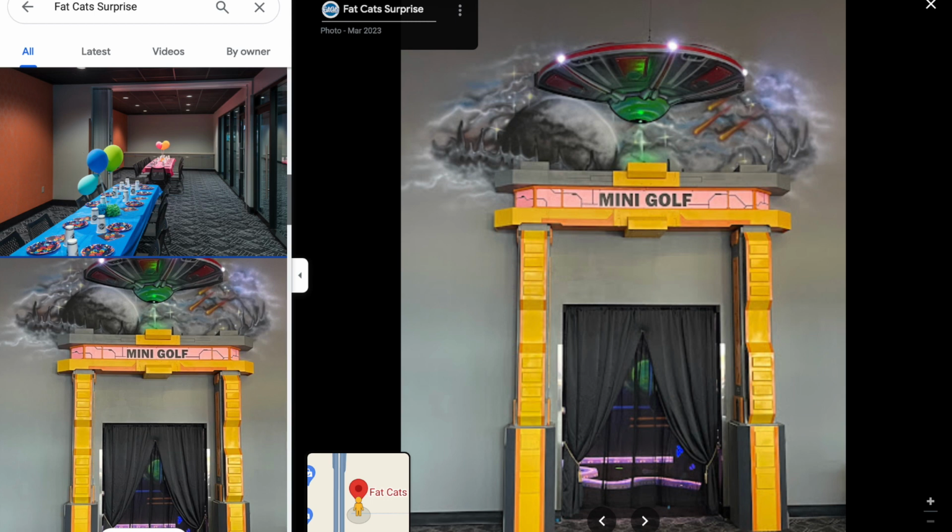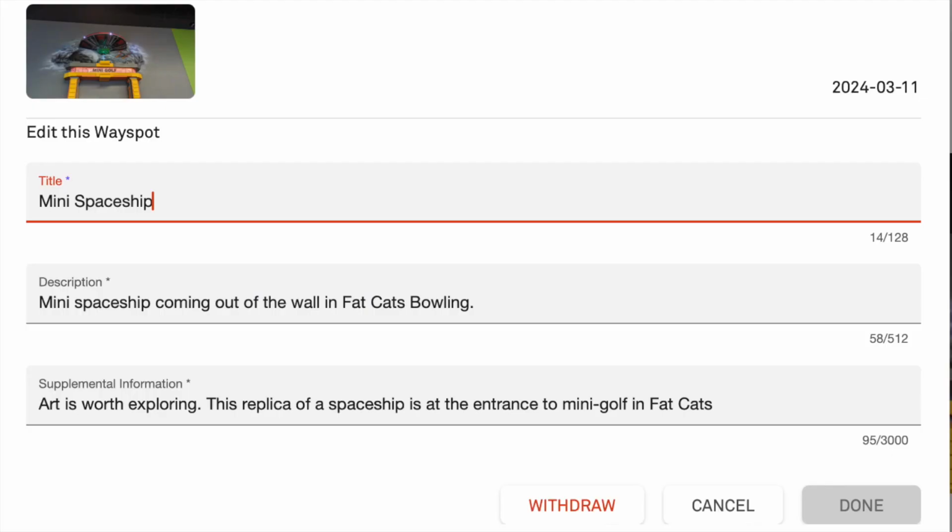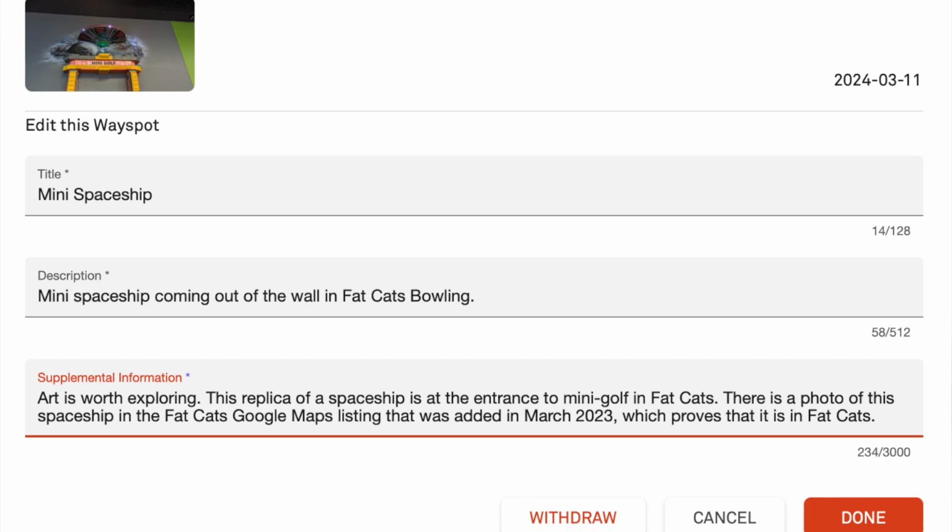So now I want to go back to my nomination in Niantic Wayfarer and edit it. This is my original one that I created while I was there. And then I just added for them to go into Google Maps, look at the Fat Cat's listing, and see the picture from 2023.